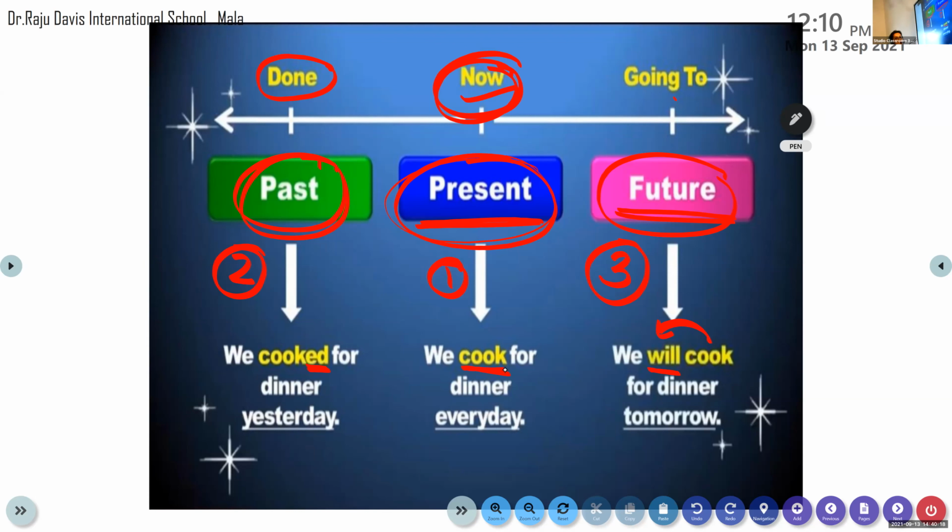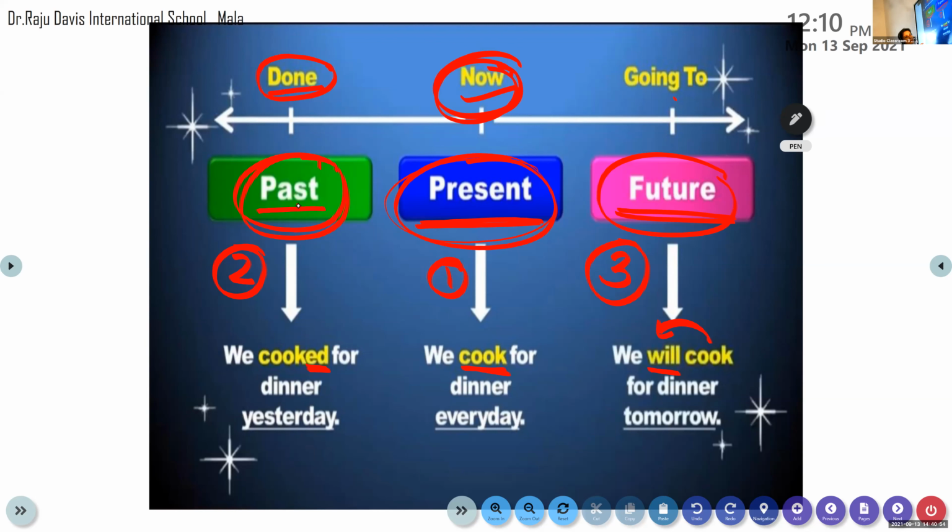Now, the second form is called the past tense. Past tense tells us when an event has already happened or been done. It's completed, over, the action is completed. So to indicate that, we add d or ed. We cooked for dinner yesterday. Yesterday means the action is over. We have already done the action yesterday. So when it's completed, we use d or ed to show that the action is in the past tense.